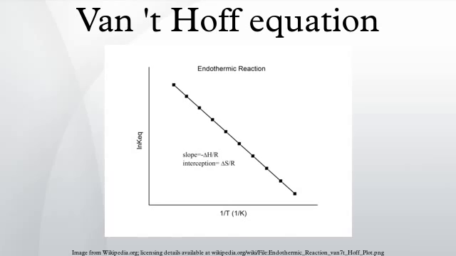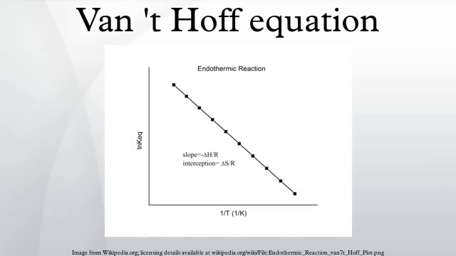Knowing the slope and intercept from the Van 't Hoff plot, the enthalpy and entropy of a reaction can be easily obtained. The Van 't Hoff plot can be used to quickly determine the enthalpy of a chemical reaction both qualitatively and quantitatively.